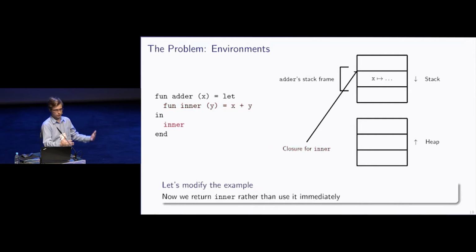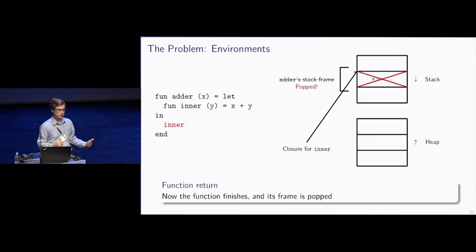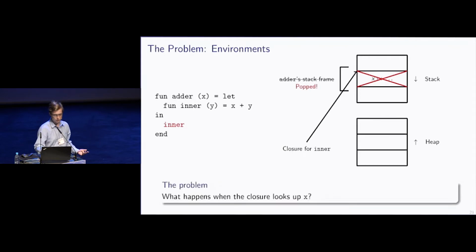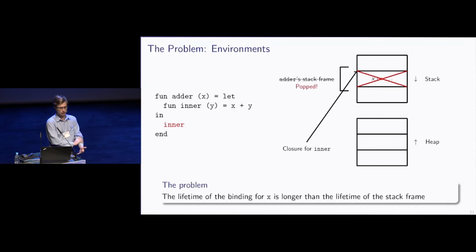Now we're going to make it truly just like a curried version of add. We're going to return that inner closure. And so the problem now is after we return that closure, we have to pop our stack frame. So the binding of x is now kind of destroyed, and what is this closure referring to? In particular, what happens if later on in the computation the closure looked up x? Well, clearly the wrong thing would happen. And so the main problem here is that the lifetime of the binding for x is longer than the lifetime of the stack frame itself.